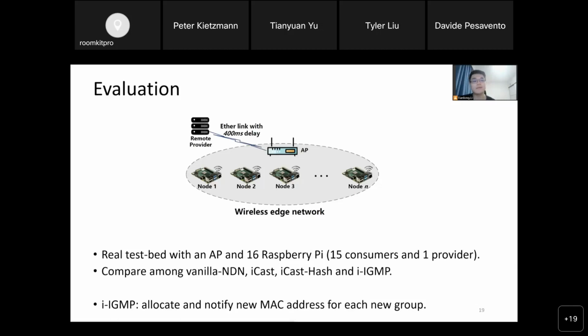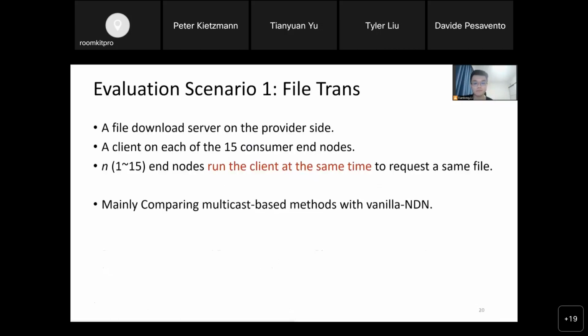Each experiment is repeated 50 times, and we take the average values as the results. We also carry out two scenarios for evaluation. One is file transmission, and the other is live video streaming.